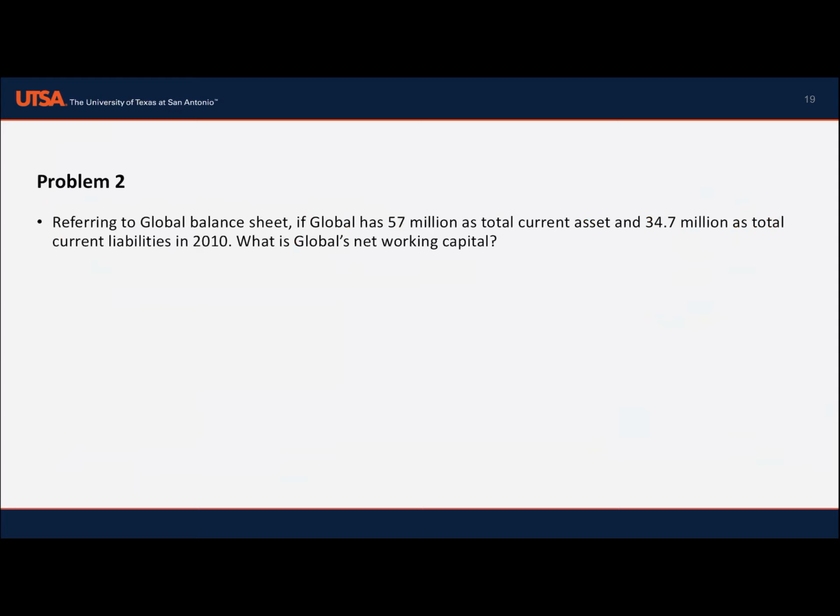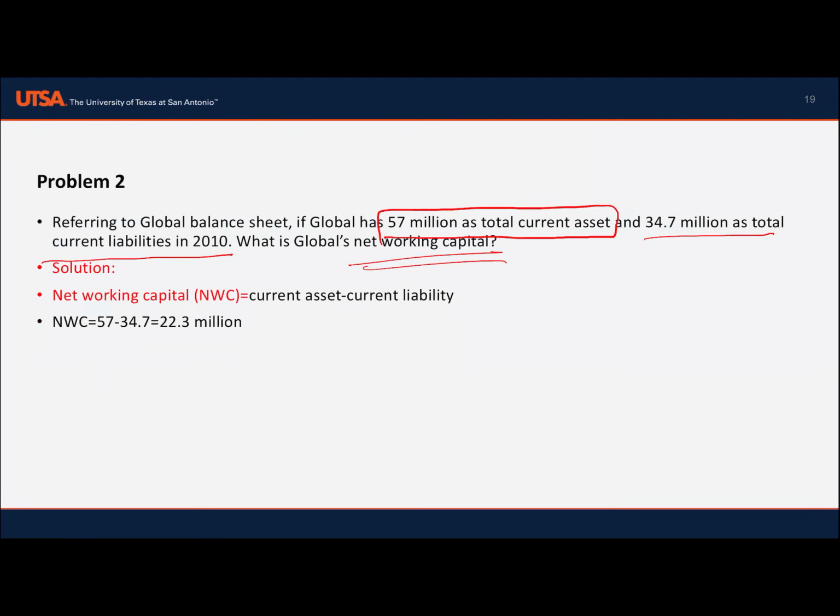Second problem, looking at the Global balance sheet. If Global has 57 million in total current assets and 24.7 million in total current liabilities in 2010, what is Global's net working capital? As you may remember, net working capital is the difference between current assets and current liabilities. The current assets are 57 and the current liabilities are 34.7. The difference, 22.3, is the net working capital.